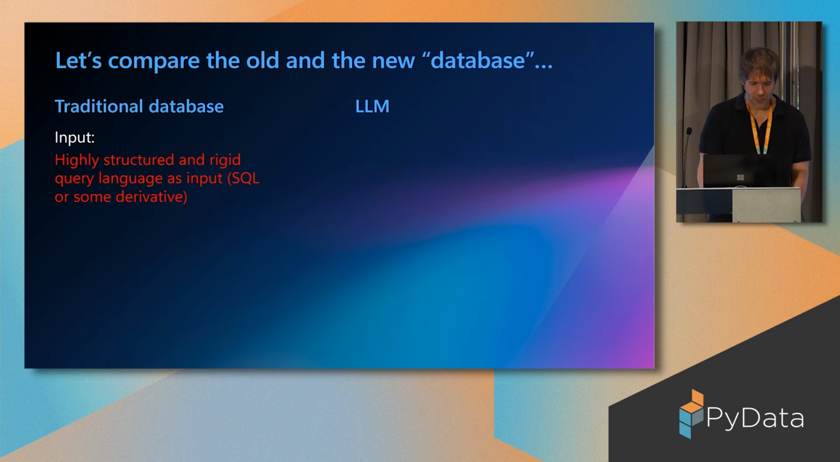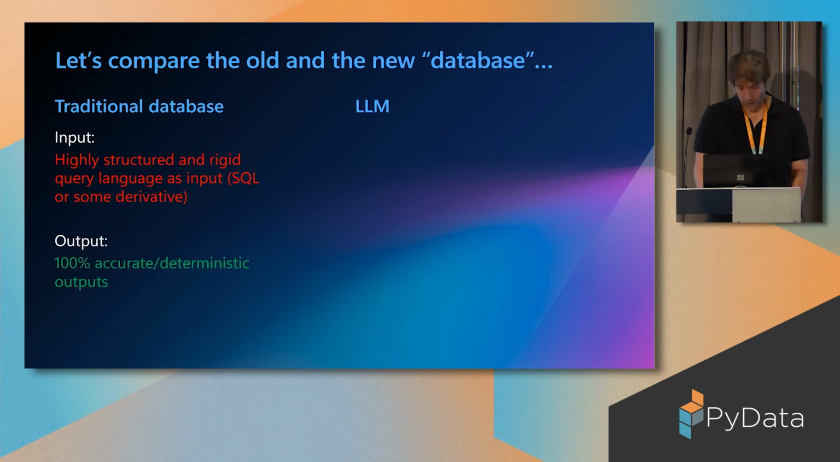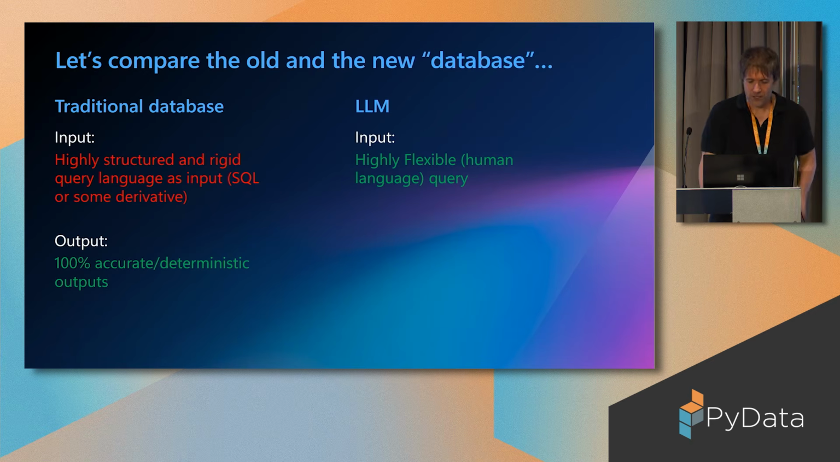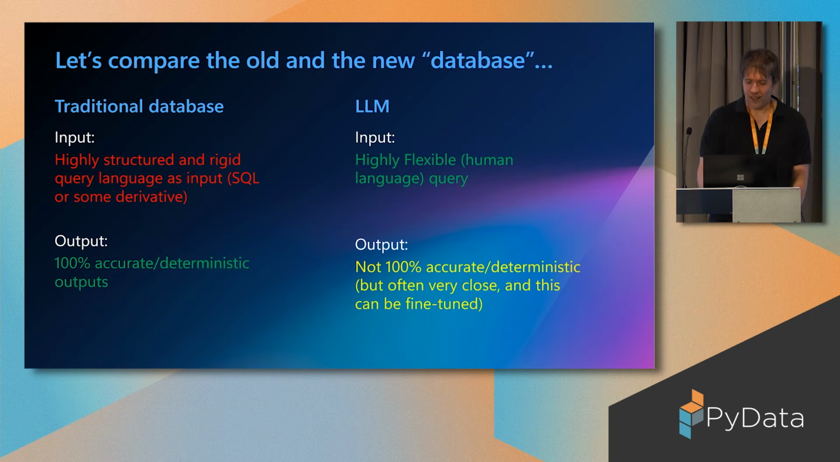What do traditional databases require? Of course, they require highly structured and rigid query languages as input, usually SQL or some derivative. And for that, you get 100% accurate deterministic outputs. What does the new type of database require? Highly flexible input. Of course, it's human language. We've all seen how impressive this is. But you don't get 100% accurate and deterministic outputs, but it's often very close.